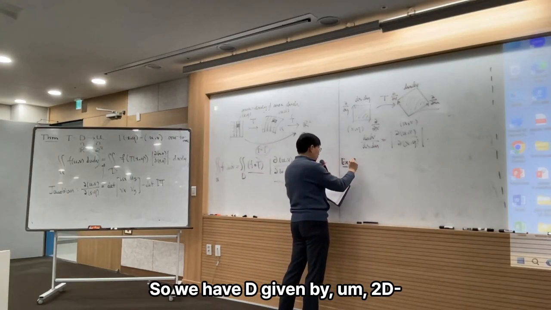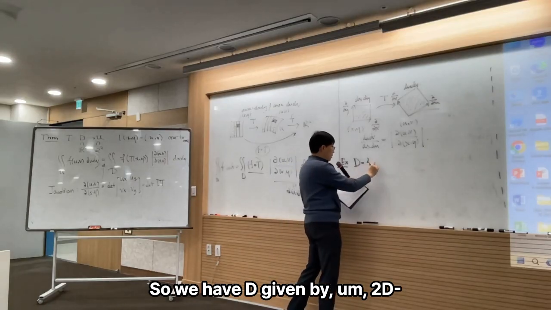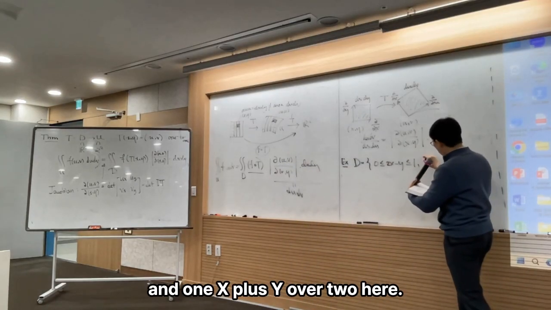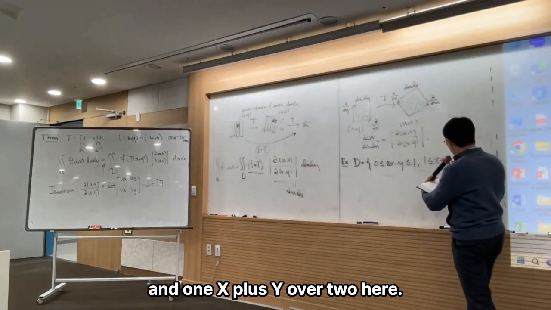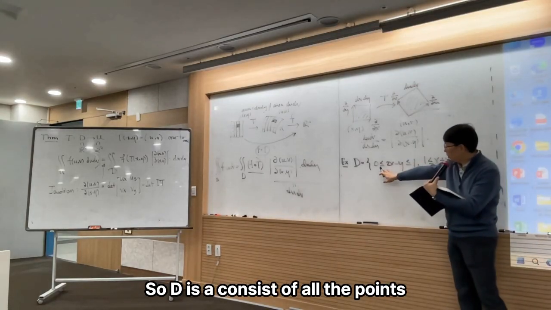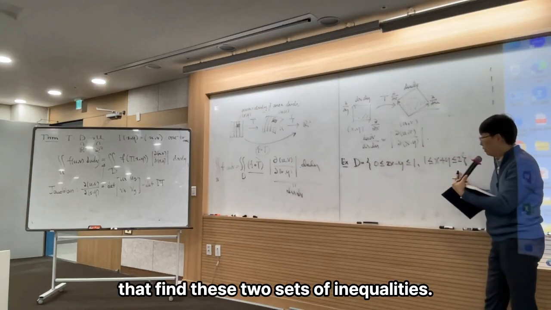So we have D given by two sets of inequalities, one here and one with x plus y over 2 here. So D consists of all the points x, y satisfying these two sets of inequalities. So what does that mean?